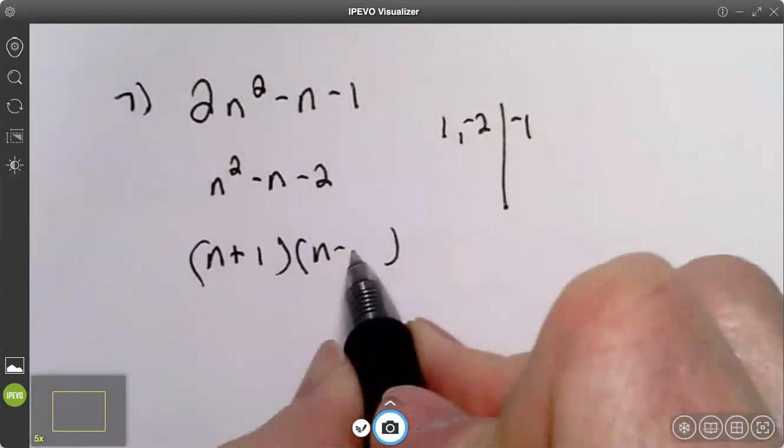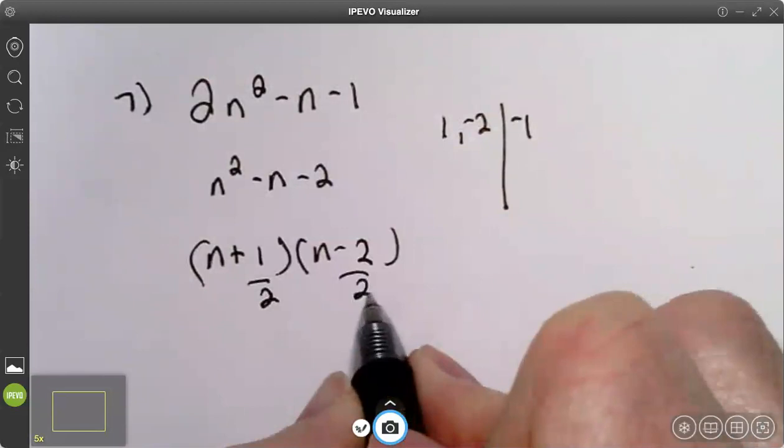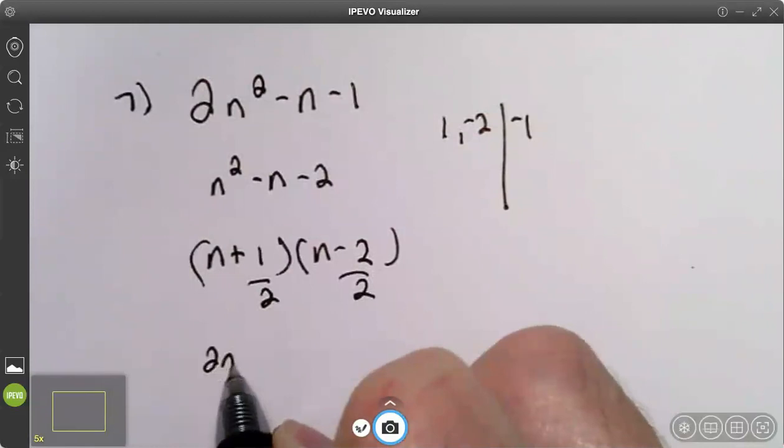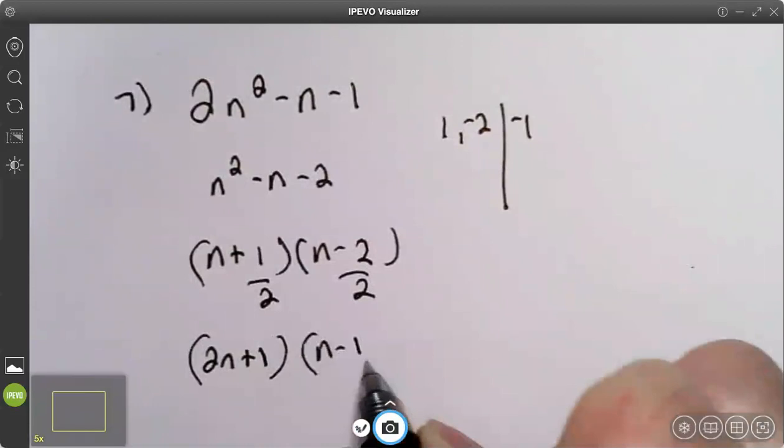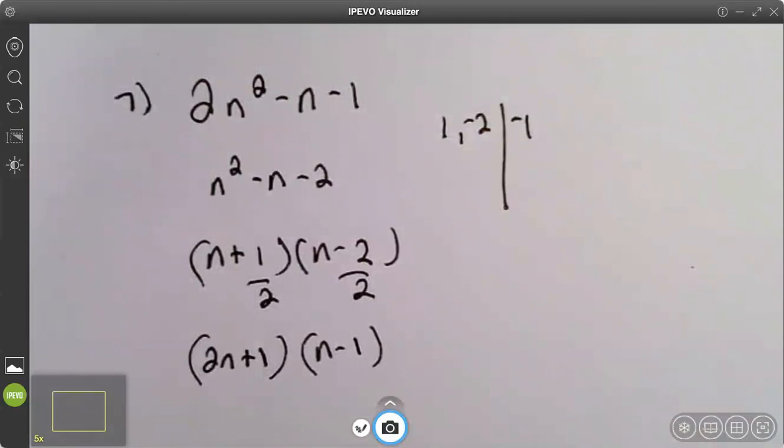I swung a 2, so let's divide by 2. 2 will not go into 1, so we swing that 2 back and get 2n plus 1. 2 will go into 2 one time. Our answer is 2n plus 1 times n minus 1.